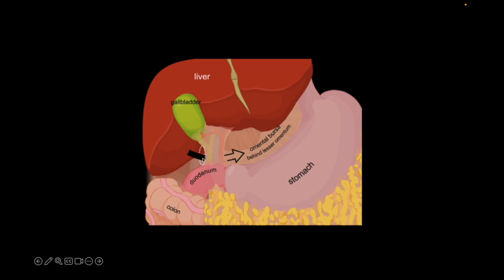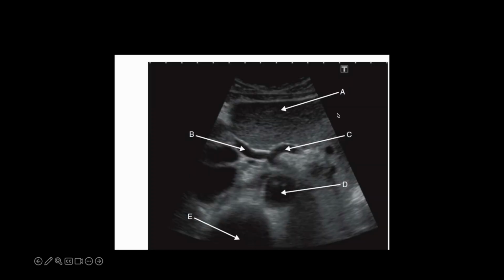Epiploic foramen divides the lesser and greater, what are they called? I think cavities or spaces, and yeah, the entrance is the epiploic foramen, which is at this level.